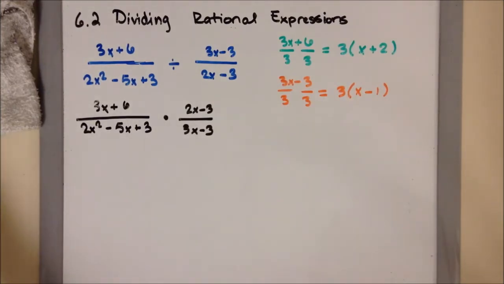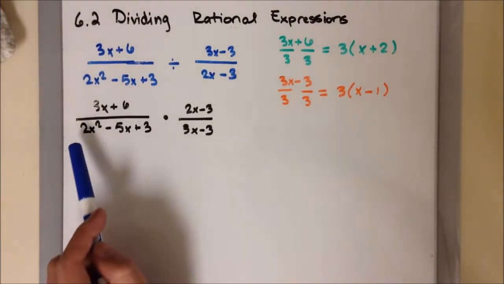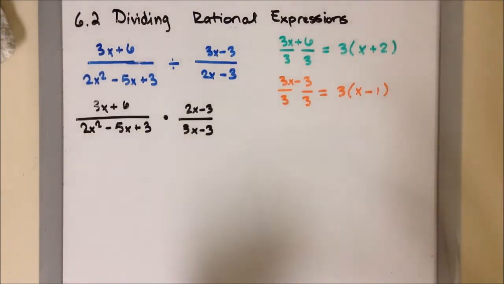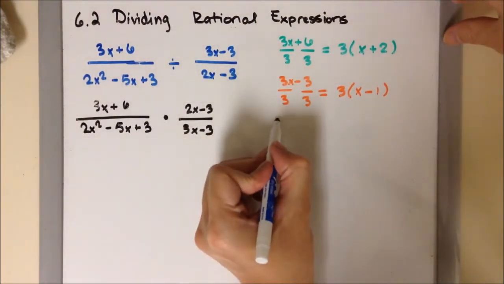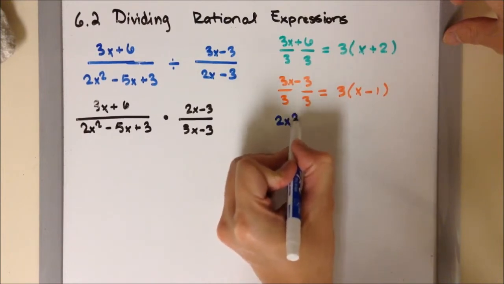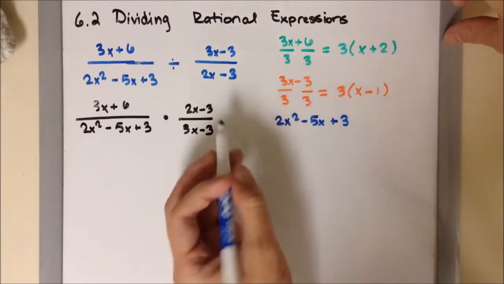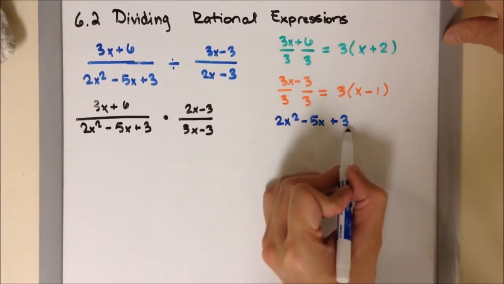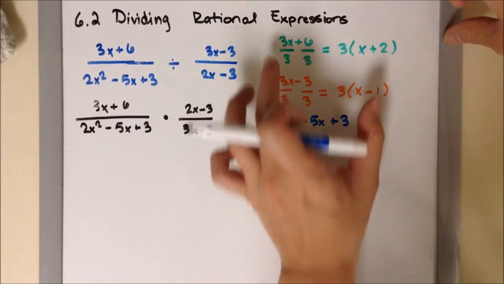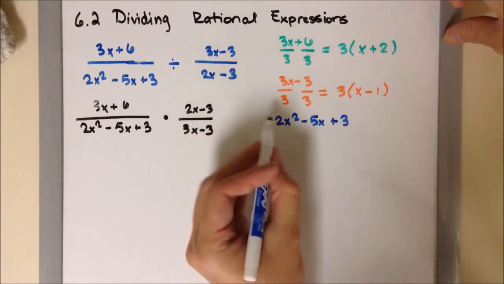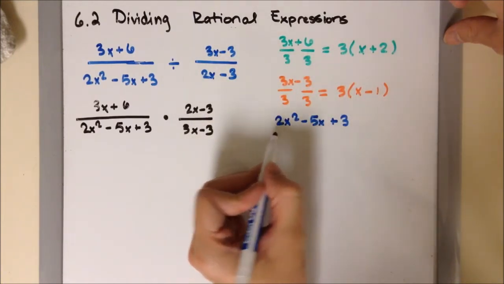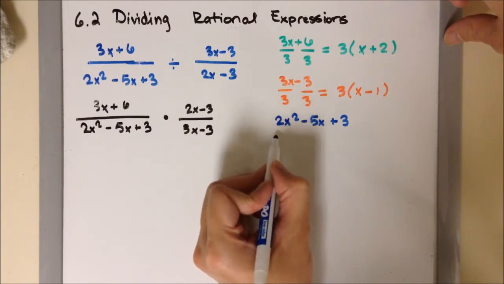Now if I take a closer look at 2x minus 3, nothing in common, so I can't factor it by GCF, nor factor by trinomial. Now we're going to look at 2x squared minus 5x plus 3. There's nothing in common between each of the three terms, so we're not going to factor by GCF. Unlike the previous example, we're just going to go straight into factoring trinomial, just like in 5.2.